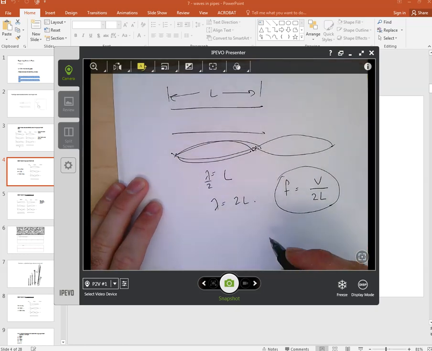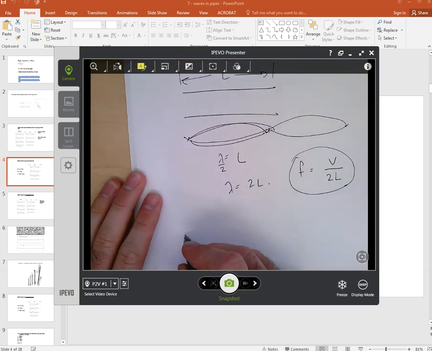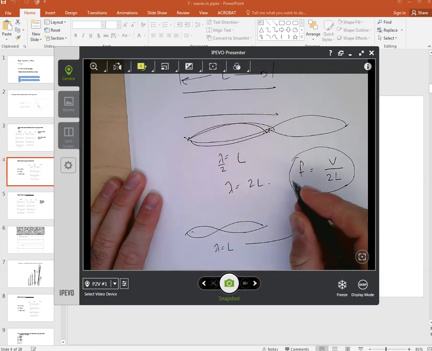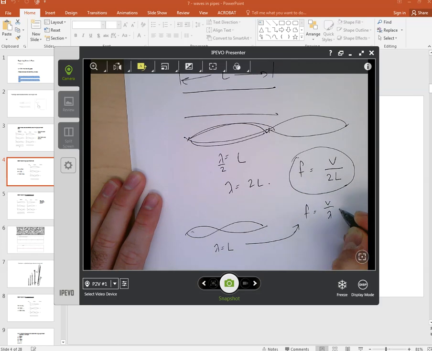Now, if we fit in two half wavelengths, then we would have 2V over 2L. So that would be like if I fit in these two half wavelengths. So now, basically a wavelength is equal to L. And so if we plug back into our function that f is equal to v over lambda, we'll see that it's equal to v over L here.